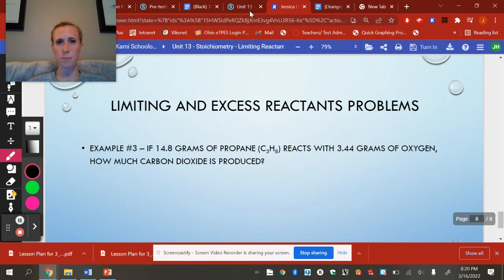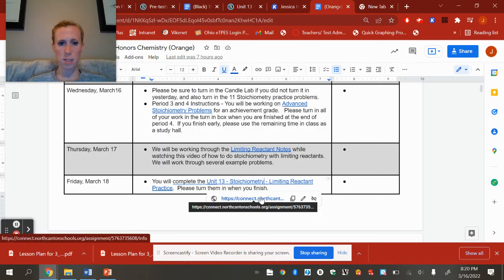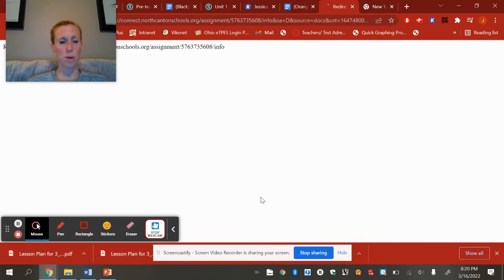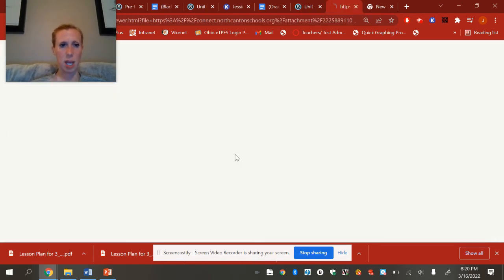So, all right, so if you go back to the schedule and you open up the limiting reactant practice, please do this work on a separate sheet of notebook paper. So I'm going to be able to write on this. Yes, hopefully.